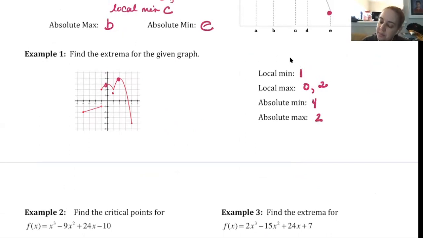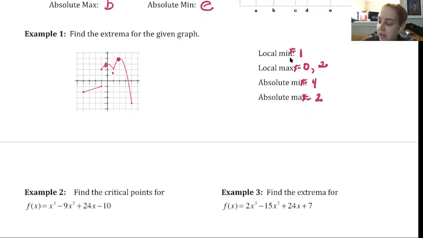So sometimes ordered pairs are nice. Just be careful on what they're asking for. If they want the x coordinate, you would write the x value. If they want the value, they want the y value. So what's the maximum value? They want the y value. What's the minimum value? They want the y value. So I'm going with x's on these.